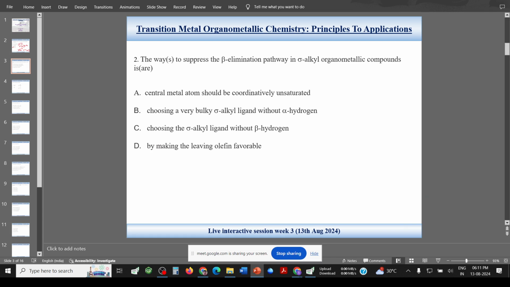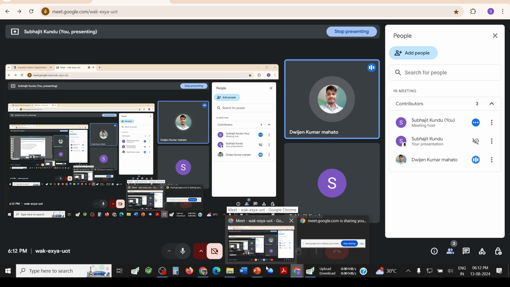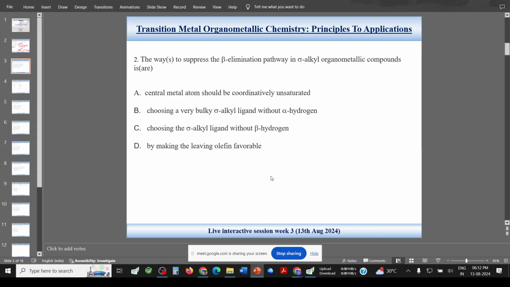The ways to suppress the beta elimination pathway in sigma alkyl organometallic compounds are: here option E is that the central metal atom should be coordinatively unsaturated, and then option B. Does anyone know the answer? Answer B.